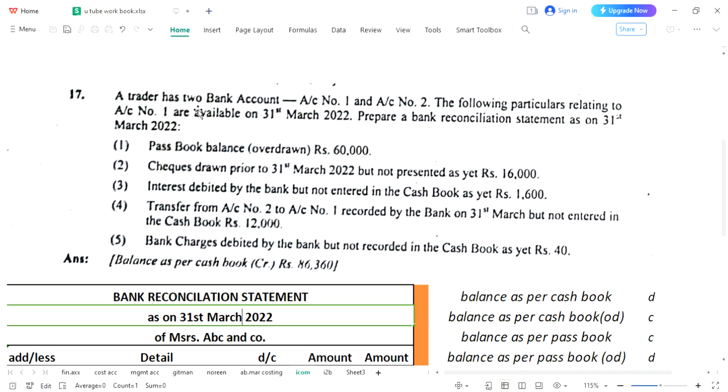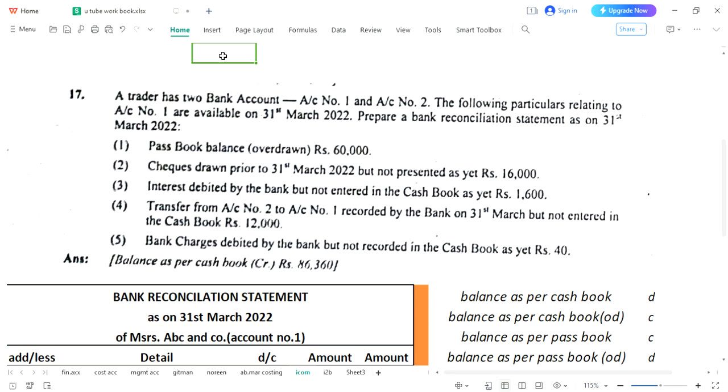and we don't have the name, but only a trader has two bank accounts, 1 and 2, following particulars relating to account number 1. So here we should mention ABC and Company, as the name has not been given, but it is account number 1. So here we can recognize for what company and organization and what account we are dealing with. So let's start the question.